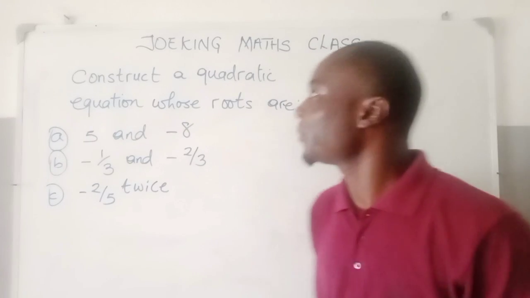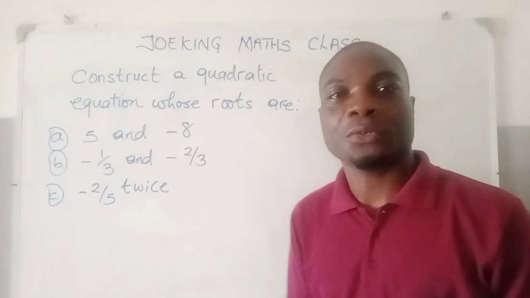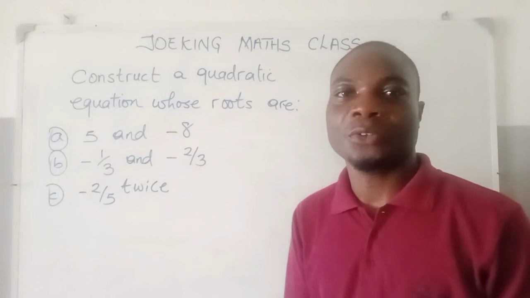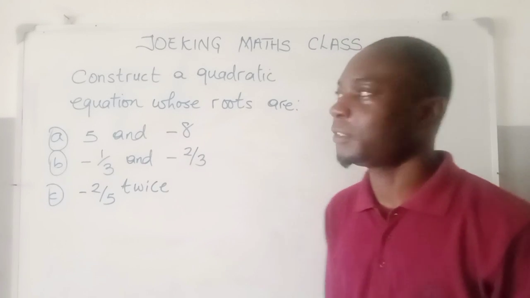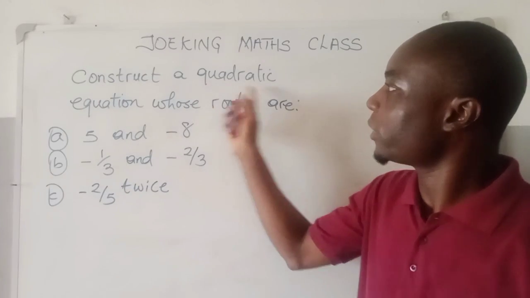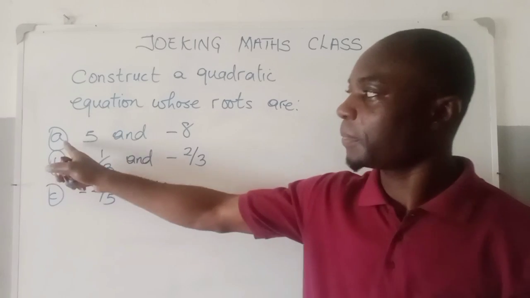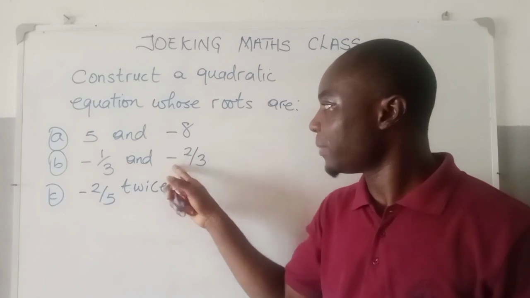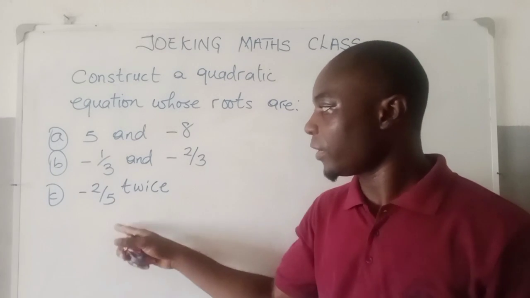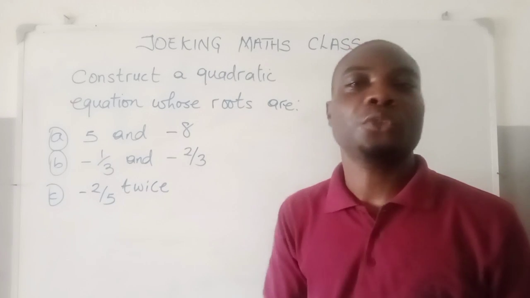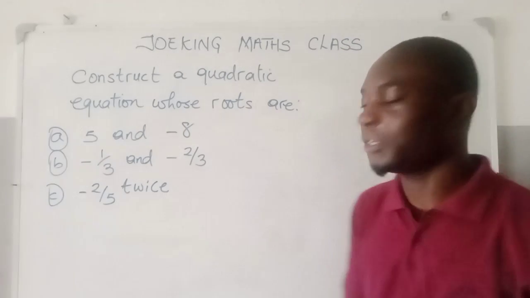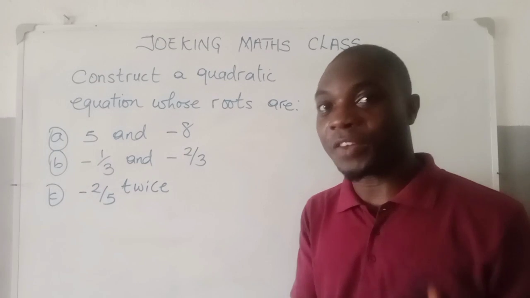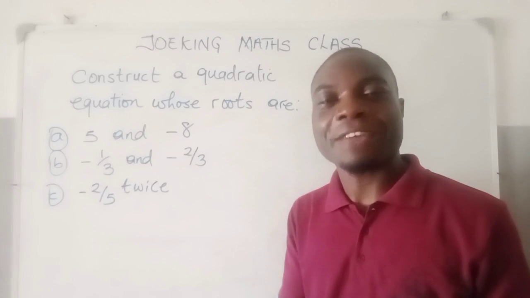So today in this video, I'm going to be teaching you how to construct a quadratic equation when the roots of the equation are given. We have to construct a quadratic equation whose roots are: a, 5 and minus 8; b, minus 1 over 3 and minus 2 over 3; and c, minus 2 over 5 twice. So I'll teach you how to construct this quadratic equation. All you need to do is watch this video to the very end so you can understand every step.